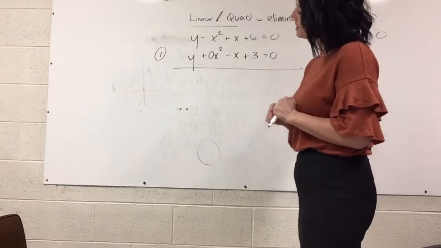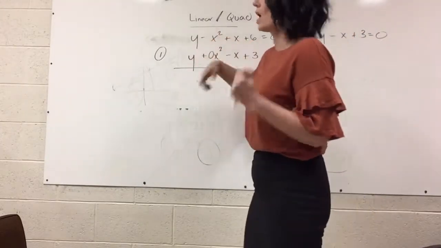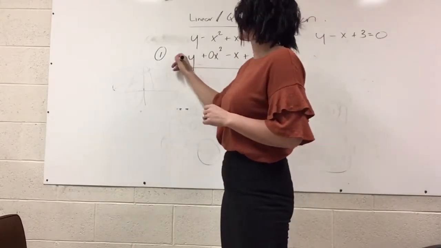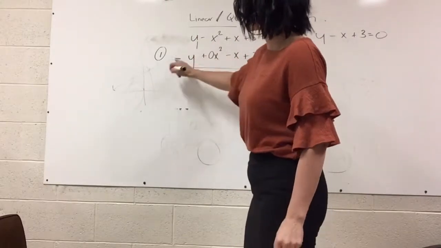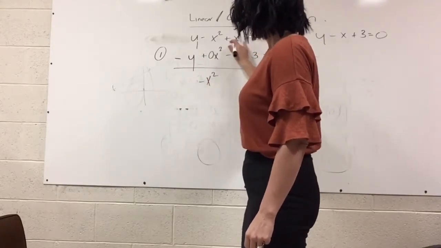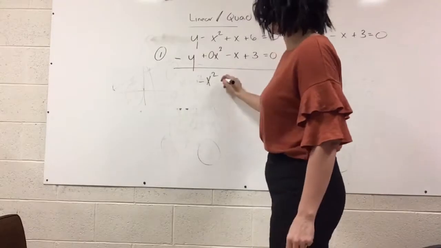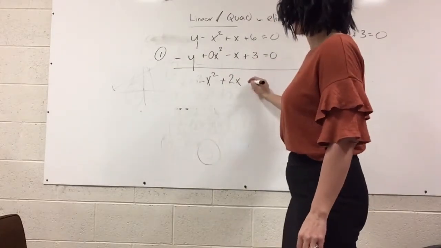Now I need to figure out, am I adding or subtracting? Well, if I add y and y, I get 2y. So I know I need to subtract. So y minus y is 0y. Minus x squared minus 0x squared is just minus x squared. x minus minus x is 2x. 6 minus 3 is 3.